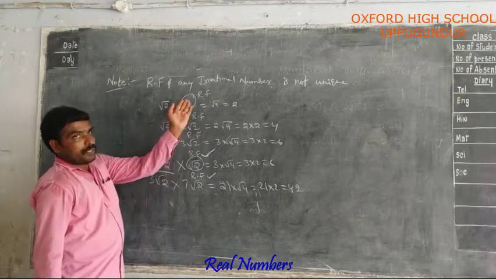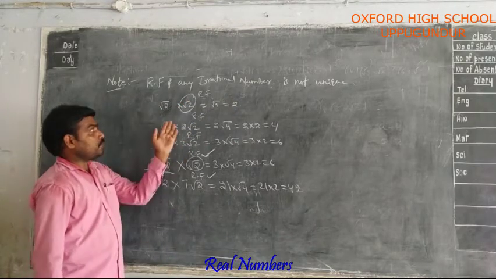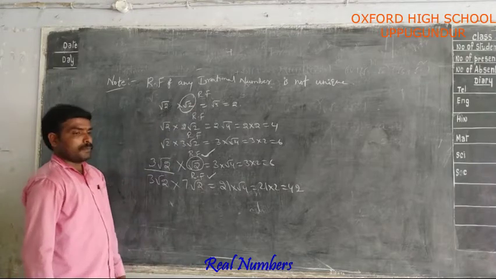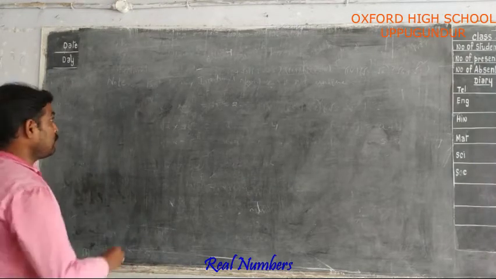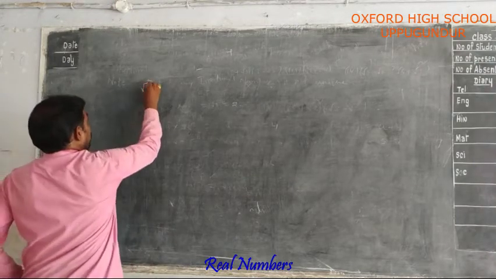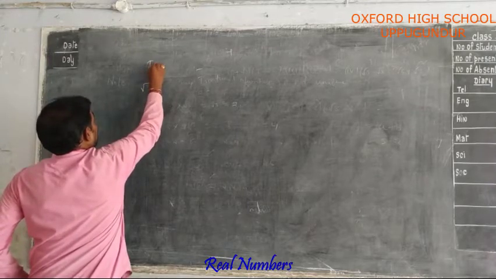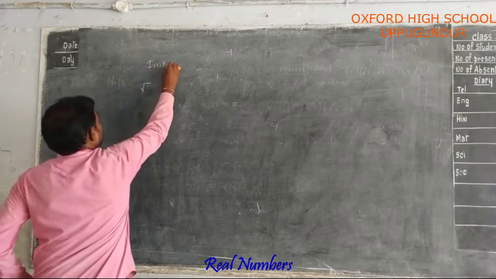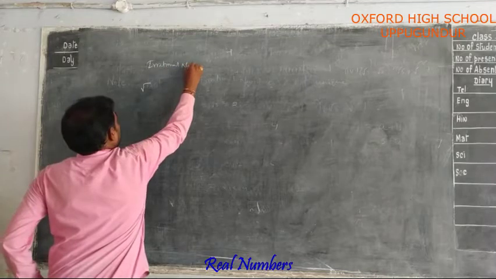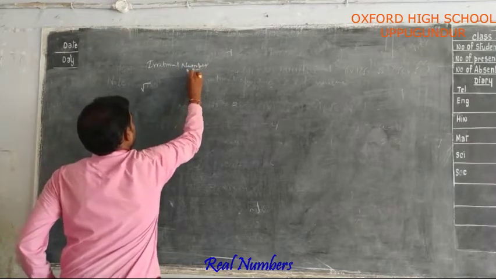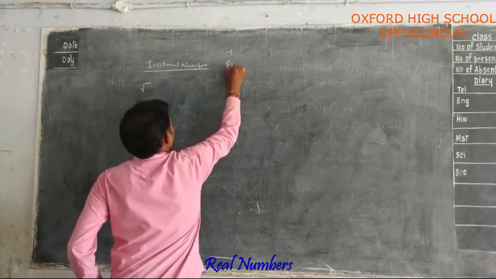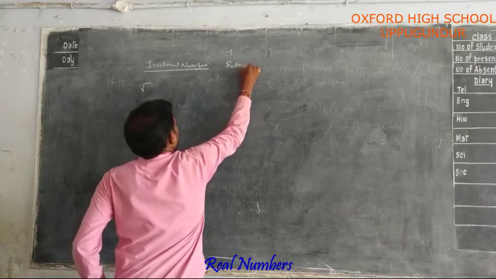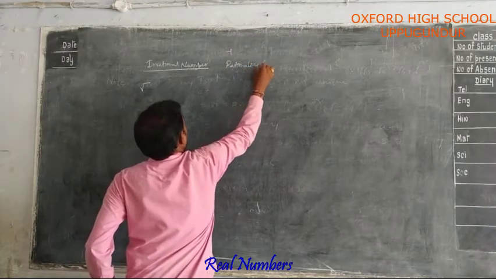We can write an infinite number of rationalizing factors for any irrational number. Rationalizing factor of irrational number, rationalizing factor.